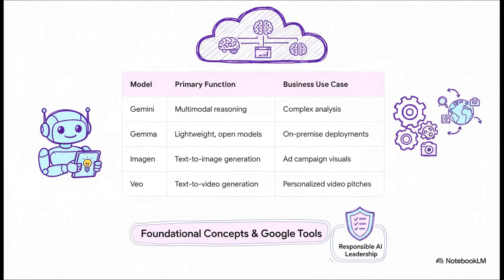And this table lays it out perfectly. You've got Gemini, which is like the big, powerful brain that can handle text, images, audio, you name it. Then there's Gemma, which is this lightweight, super flexible option for when you need to run things on your own systems. And then you get to the creative stuff. Imagen can whip up amazing visuals for an ad campaign, like instantly. And Veo, it can create high-def, personalized videos. The big takeaway here for leaders is simple.